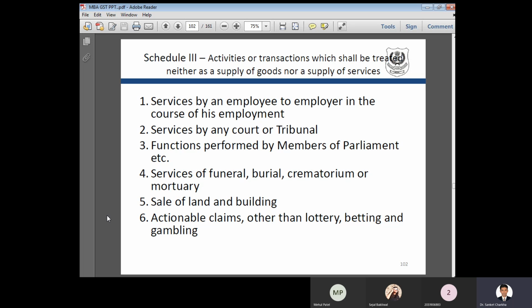Sale of land and building. Why is land and building not covered? It is neither a good nor a service, because it is an immovable property and GST is applicable only on movable property.